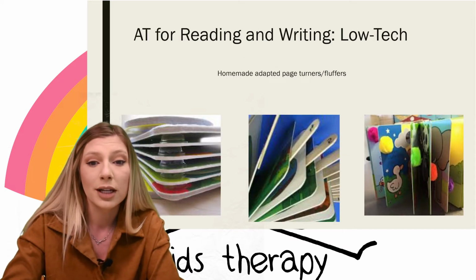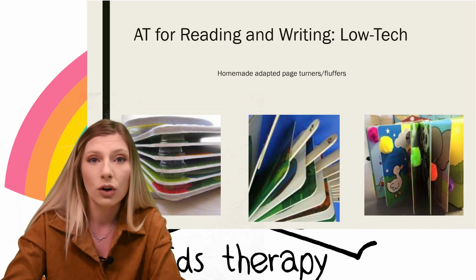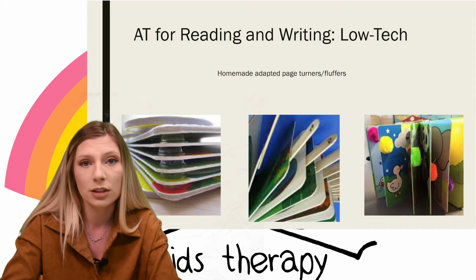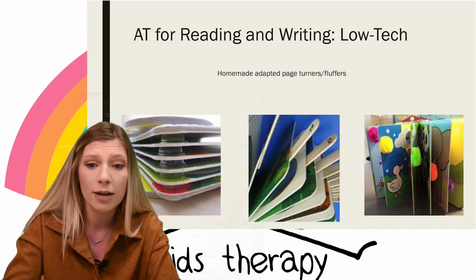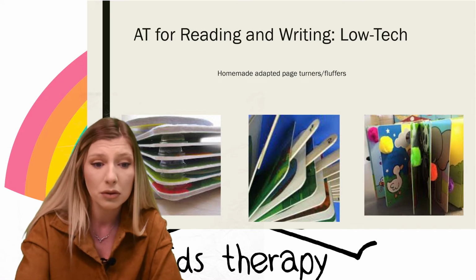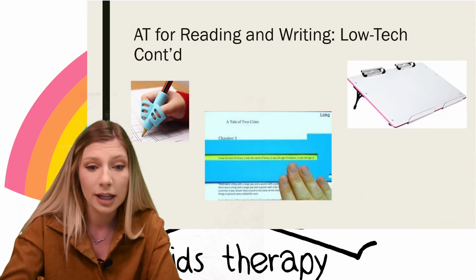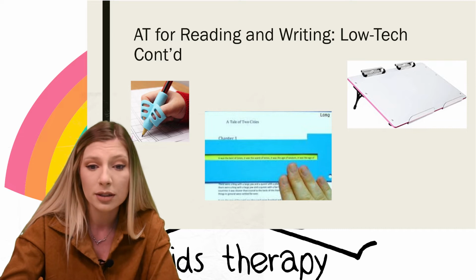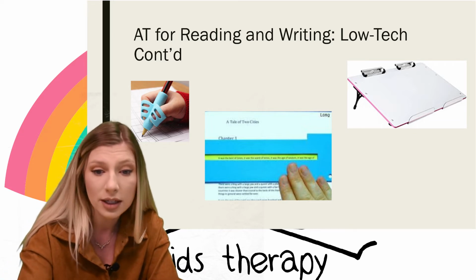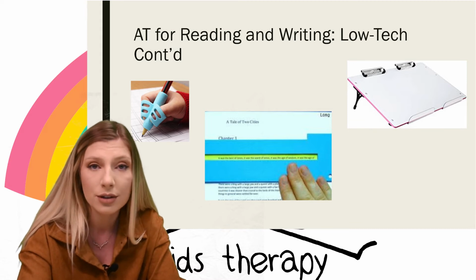AT for reading and writing, low tech. So these are also homemade adaptations. You can do all kinds of things to books to make them easier to turn and make them more accessible for kids who may not have the fine motor skills or dexterity to do that themselves. Continued for low tech, LAMP boards, pencil grips, getting rid of some of the noise in pages, blocking off sentences, things like that. That's all considered AT as well.